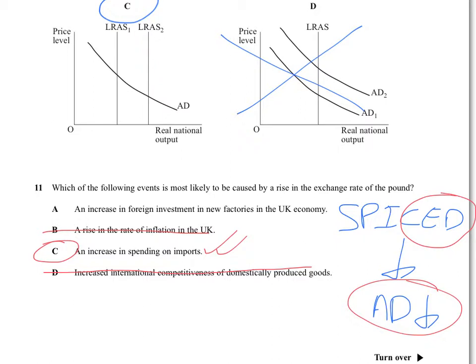So, why is it not A? An increase in foreign investment into new factories in the UK. Well, when exports are dear, that basically means the UK is expensive. So firms are not going to want to put in new factories in the UK, because also when they try and then export it to other places, it'll be too expensive. So the answer is C.